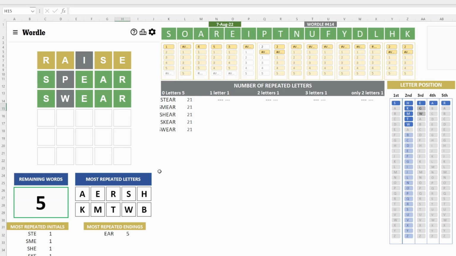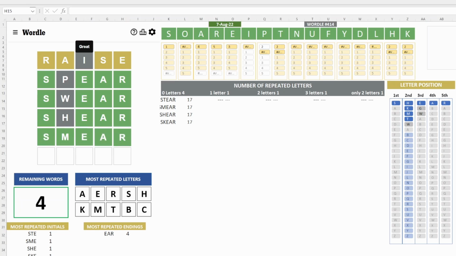Oh, it's not swear. So I think it's going to be either smear or shear. Yeah, at this point, essentially, we're going to try the different words, but I think it's going to be smear or shear, I think. So let's try smear. Well, no, no, no. Let's try shear. Oh, okay, let's try smear.